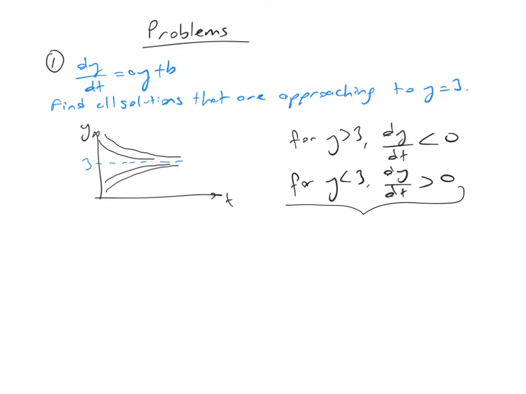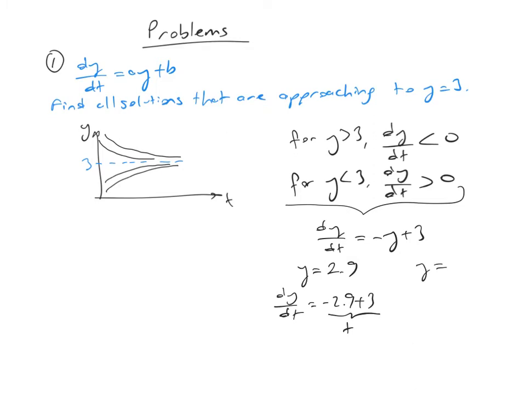In order to ensure this condition, our differential equation should look like this: dy/dt is equal to minus y plus 3. Let's test our differential equation by taking two values. First one is y equal to 2.9, which is smaller than the equilibrium point. So dy/dt is equal to minus 2.9 plus 3, which is positive. And let's take the second value as 3.1. dy/dt is equal to minus 3.1 plus 3, which is a negative value.